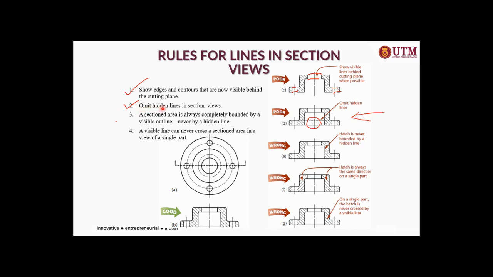And rule number 3, section view should always be completely bounded by visible line and never by hidden line. What I mean by that is that you cannot have hidden line in the drawing and then have the hatching on. Everything must be solid visible line, not hidden line like this. So that is what we mean by that.